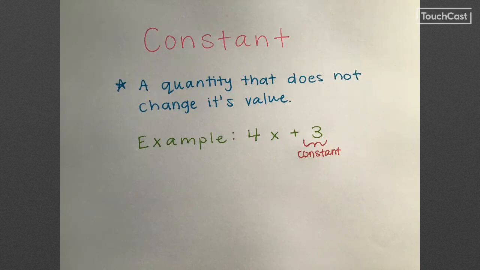A constant is a quantity that does not change. So in this 4x plus 3, the 3 is the constant because it does not change. It does not matter what x is, that 3 is going to remain a 3 for this equation. So we would say that that is independent from the 4x. The 4 and the x are dependent on each other because that product will change depending on what the x is.